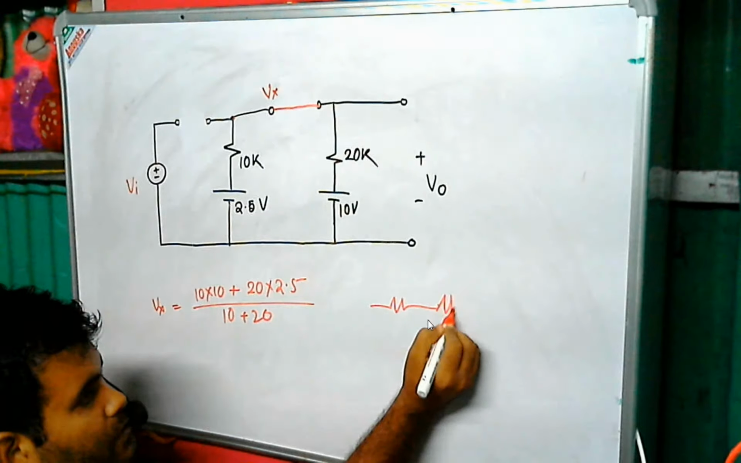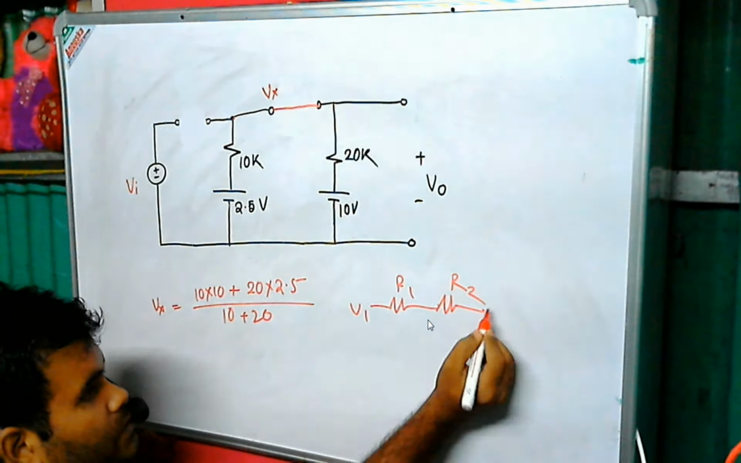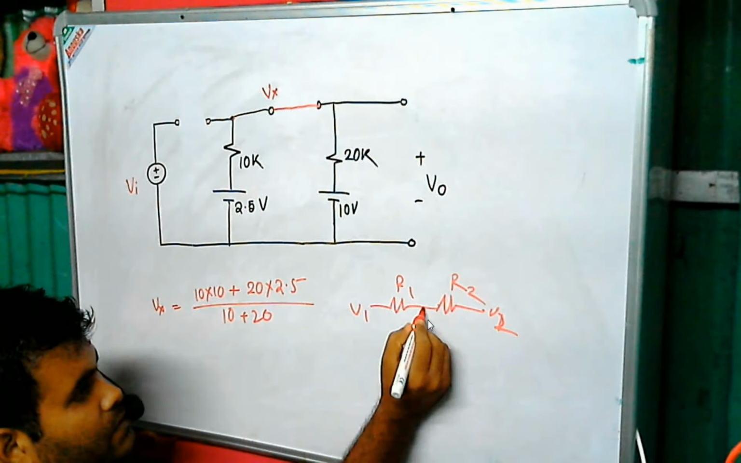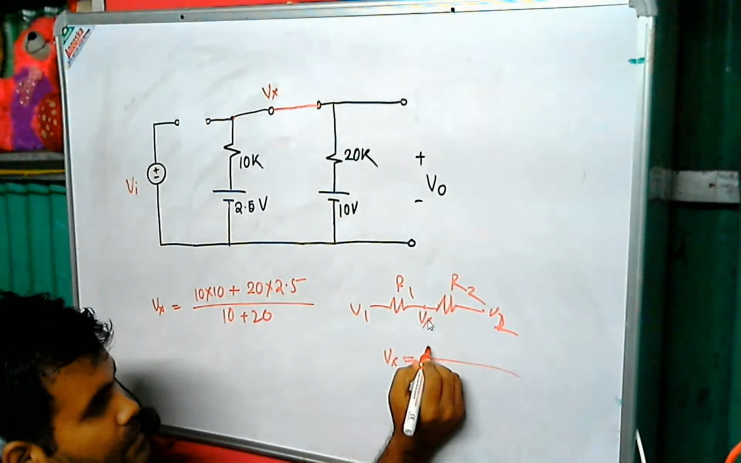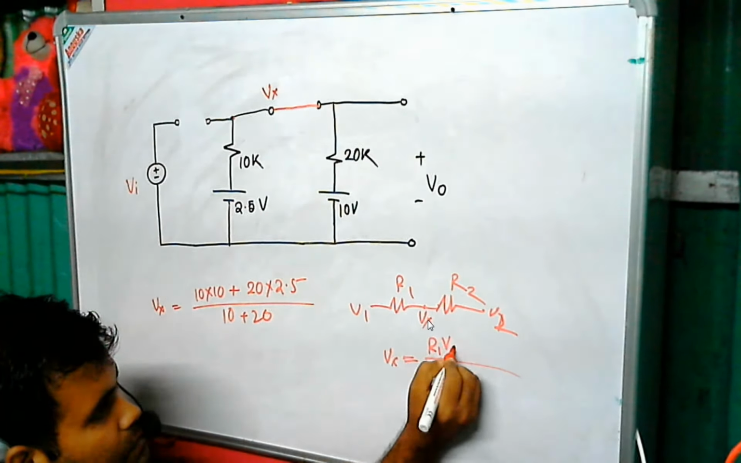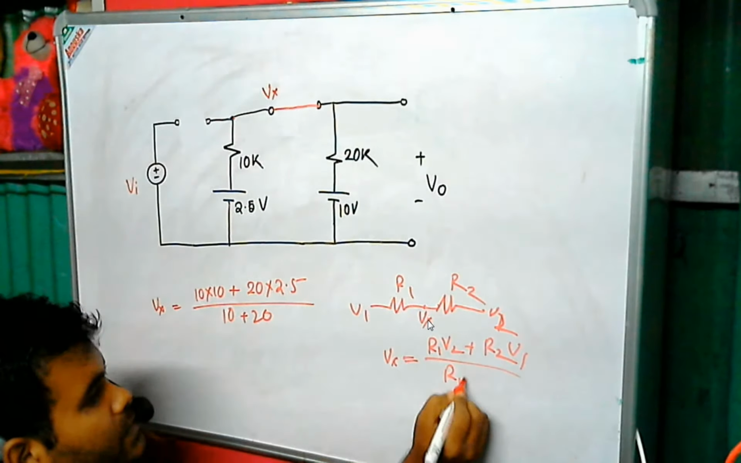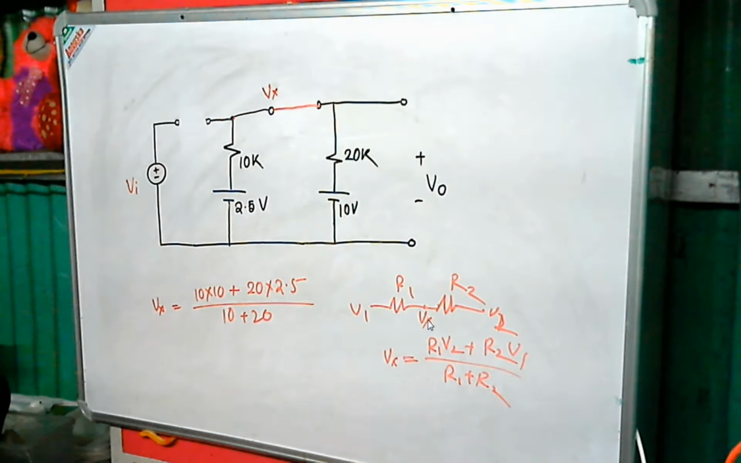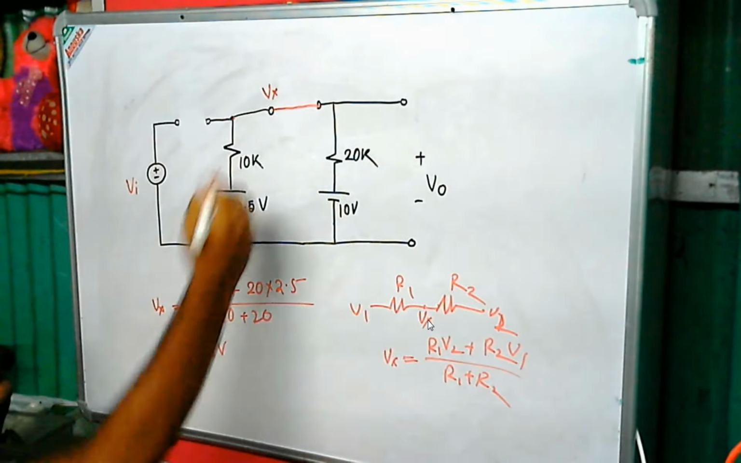You have two resistors R1, R2 and two voltage sources V1 and V2. So the voltage over here, Vx, is equal to R1 V2 plus R2 V1 divided by R1 plus R2. So this is the formula basically. Okay, so you can calculate. This is basically your 5 volt. So this is 5 volt.